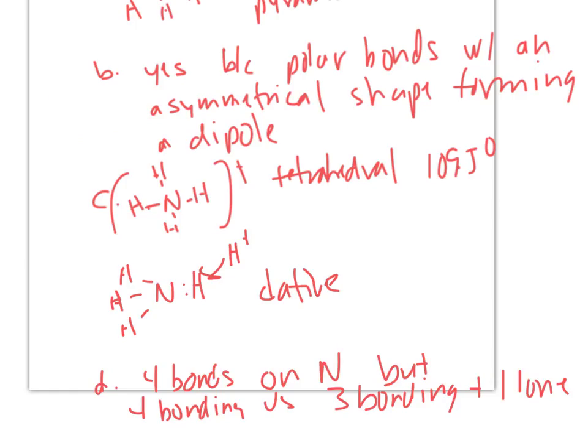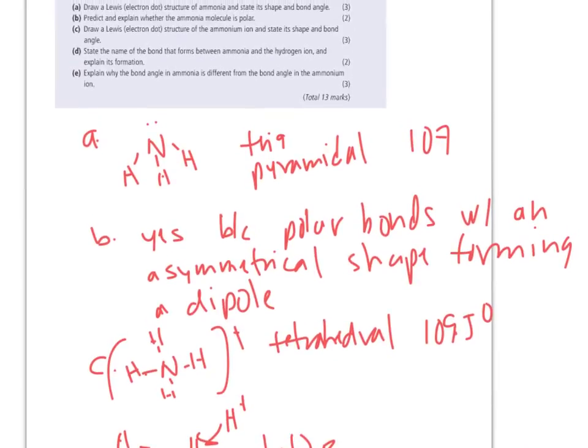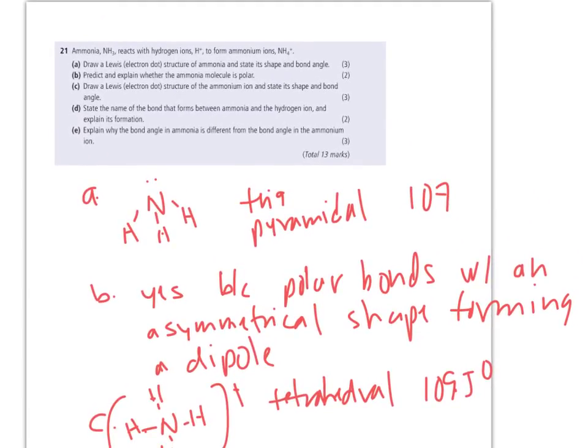In number 21, again, this is a bit redundant from other problems we've done, but they want a Lewis electron structure of ammonia, state its shape and bond angles. So NH3 is going to have 1 lone pair, making it trigonal pyramidal with a 107-degree bond angle.